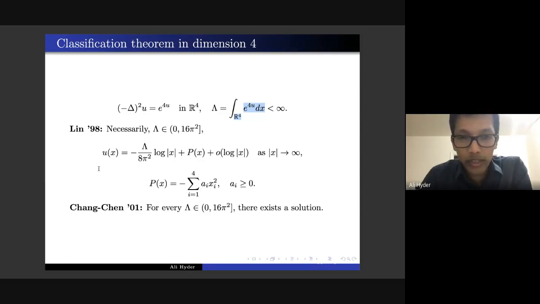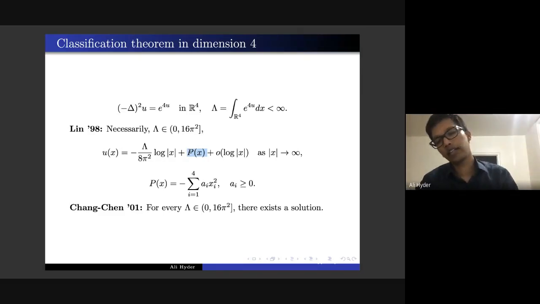And what is more interesting is that before we had lambda, the integral was just 4 pi, but now this integral could be anything between 0 and 16 pi squared, and for every lambda in this range there is a solution. The solutions for which this polynomial part is non-trivial, we call non-spherical, and if it is trivial, an identically constant, that is the solution is like a log x, we call it spherical.